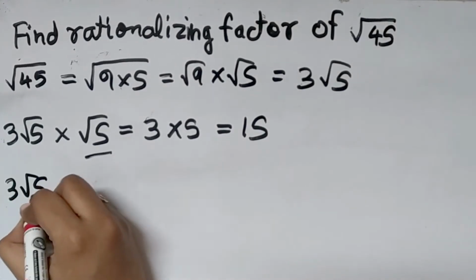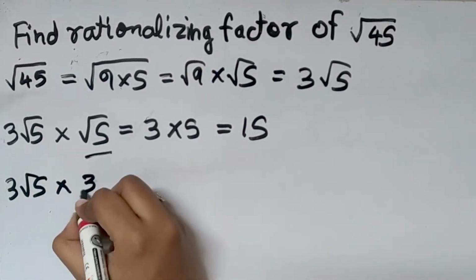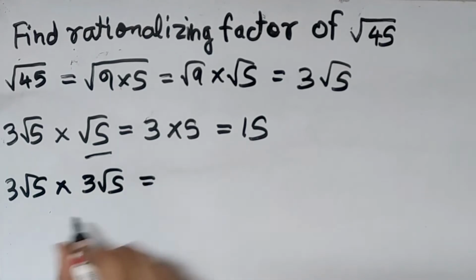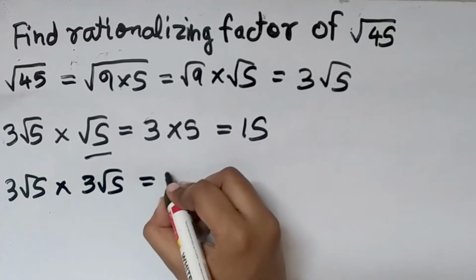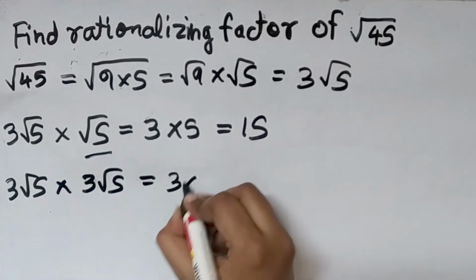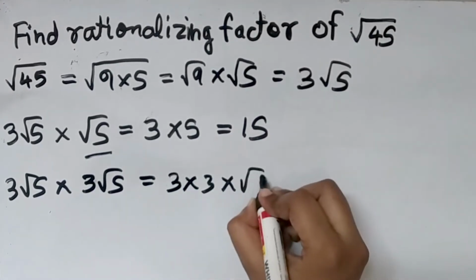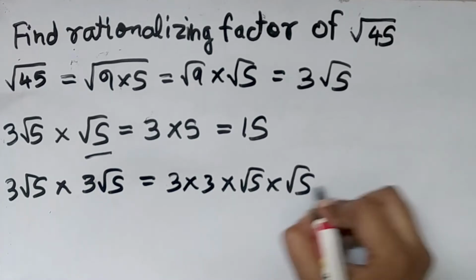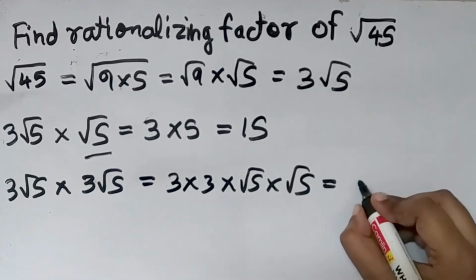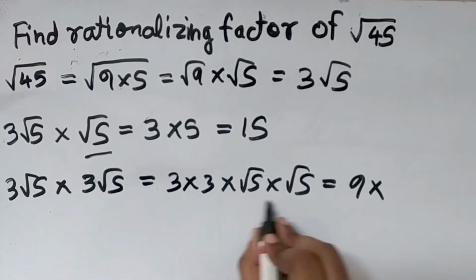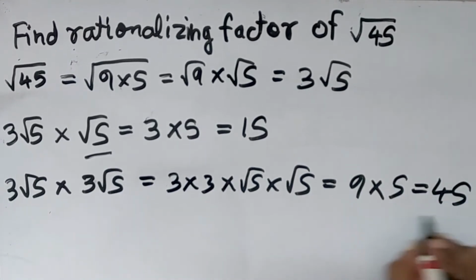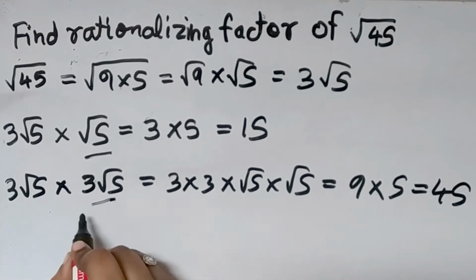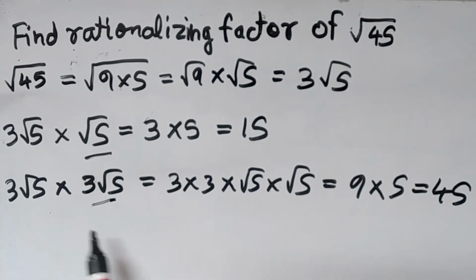Now see one more example. 3 root 5 into 3 root 5. If we multiply the surd by itself, what will we get? 3 into 3 into root 5 into root 5, which is equal to 3 3s are 9 into root 5 into root 5 will be 5, which is equal to 45. 9 5s are 45. Again, this is a rational number. So, 3 root 5 is also a rationalizing factor.